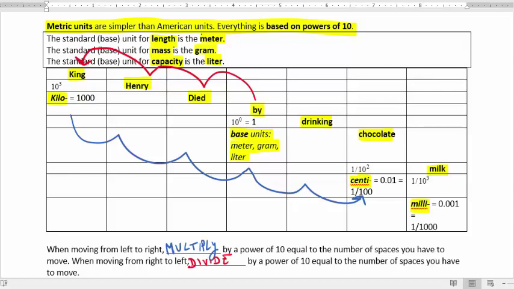So it's very simple. As long as you remember the King Henry died by drinking chocolate milk mnemonic, it should be fairly simple. And the only prefixes that we're going to be dealing with in this particular class are going to be the ones that I wrote there. So we're going to be dealing with the kilo, with the base units, with the centi units, and with the milli units. So these are the only ones that we're dealing with in this class, which is why I didn't even label the H, the capital D, and the lowercase d. Right? I didn't even label those with their prefixes because we're not going to be dealing with those.